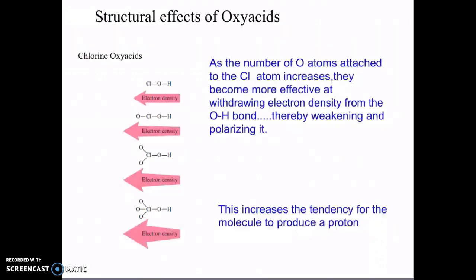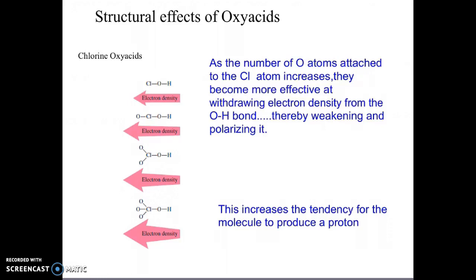Also, in the Renee McCormick video, they talked about the structural effects of the oxyacids, so I just want to make sure that we review this with you. As you have more oxygens, you're increasing the electron-withdrawing effect on the molecule. As the number of oxygen atoms attached to the chlorine atom increases, they become more effective at withdrawing electron density from the OH bond, thereby weakening it and making it more polarizing.